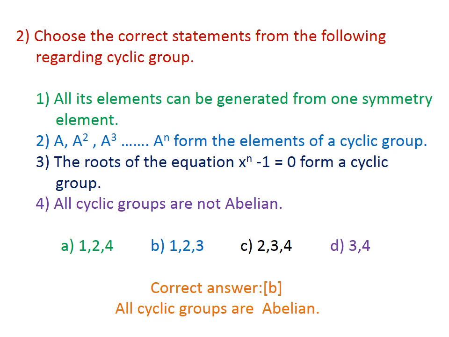For the incorrect statement, the correct statement is all cyclic groups are abelian. This is the correct statement for the fourth one. The correct answer for the question is B.